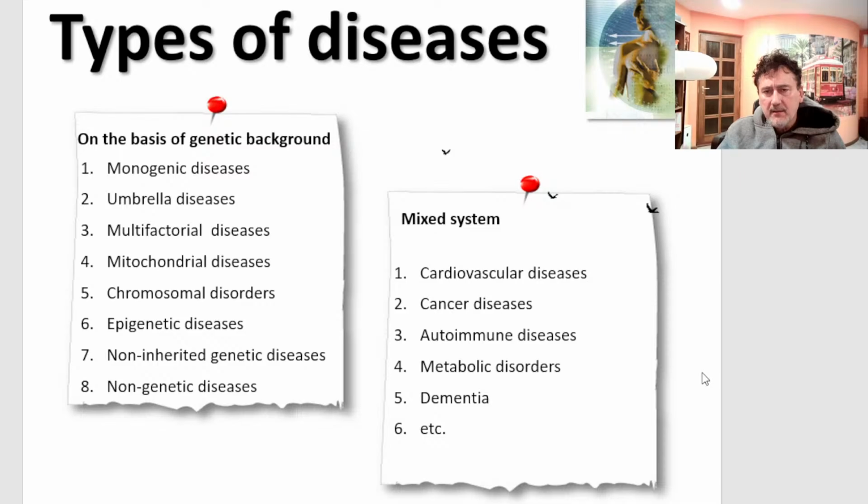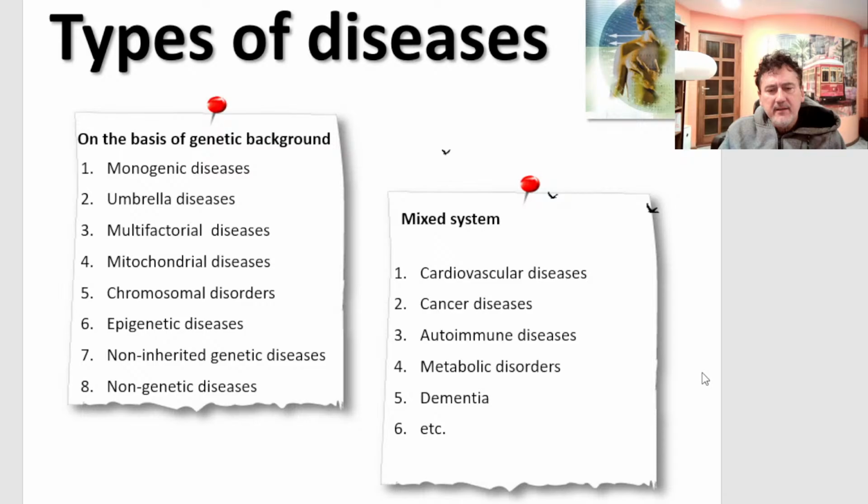Chromosomal disorders are a larger-scale disease. So it means that there is breakage of the chromosome, reorganization of the chromosomal arms, or in an extreme case, the chromosomal number can be changed. Epigenetic diseases is when the epigenetics, so the genetic regulation, is changed.